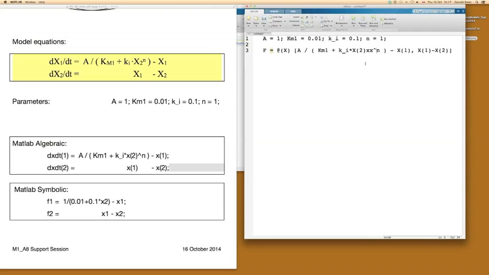Sorry. I want to get a new line. Now we have defined our equation.